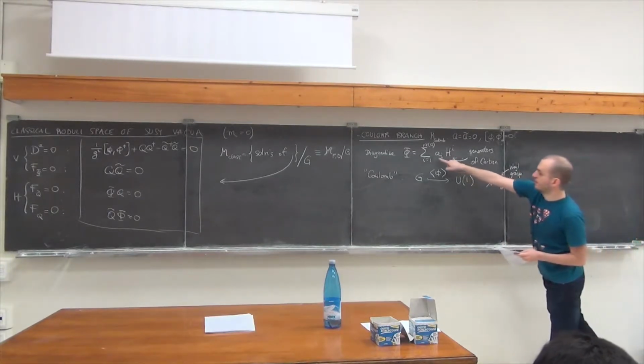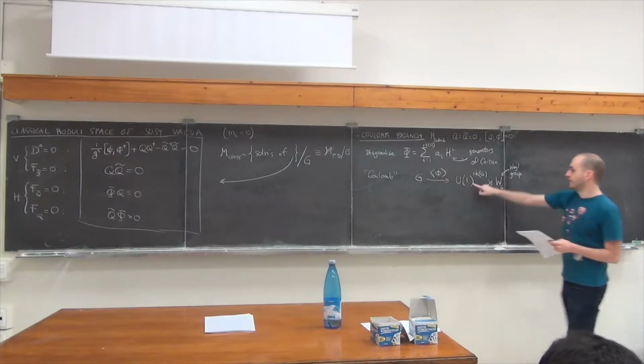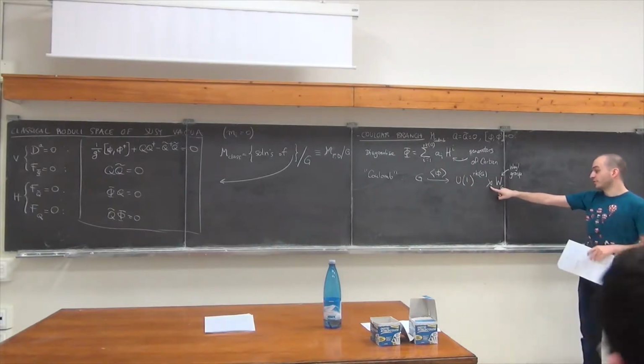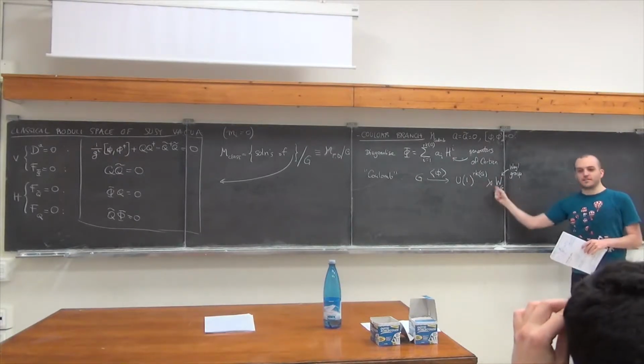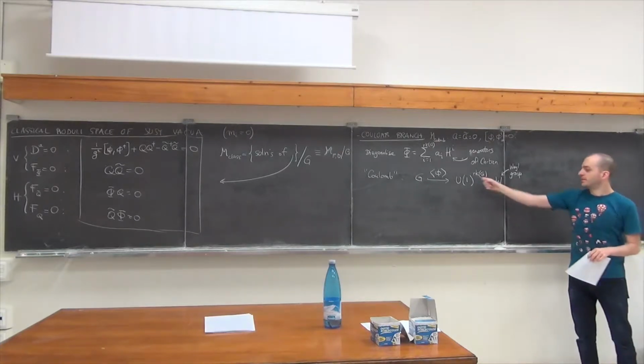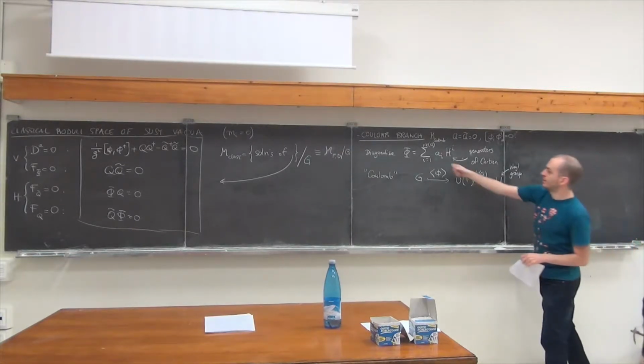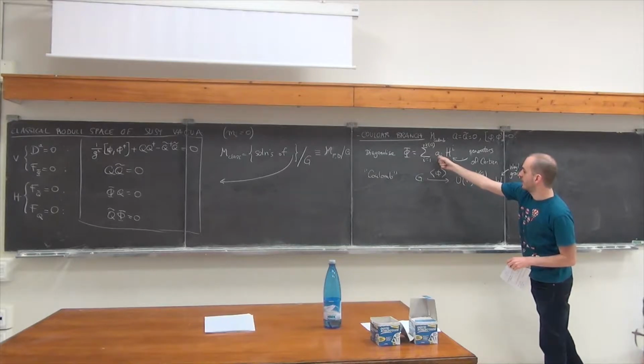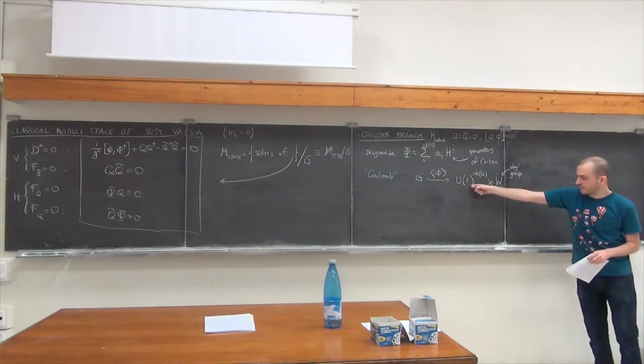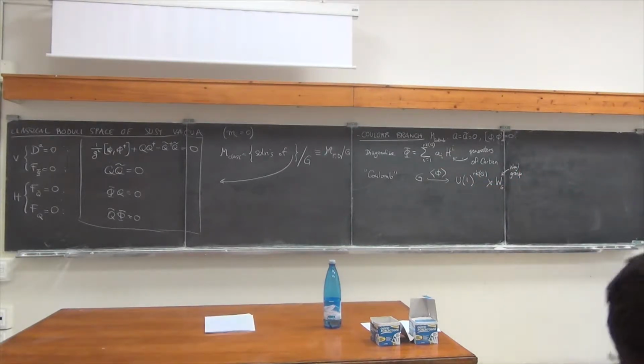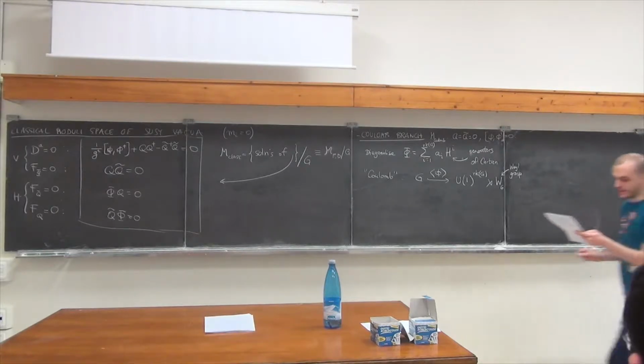Okay, which acts on these scalars a_i and on the U(1)s. So this symbol, if you don't know what it means, it just means that this is not a product, it's a semi-direct product with the Weyl group, which essentially acts on the scalars a_i and does not commute with these U(1)s. I'll give you an example in a second.